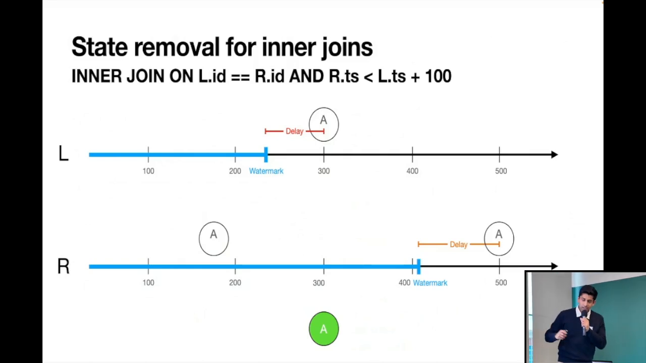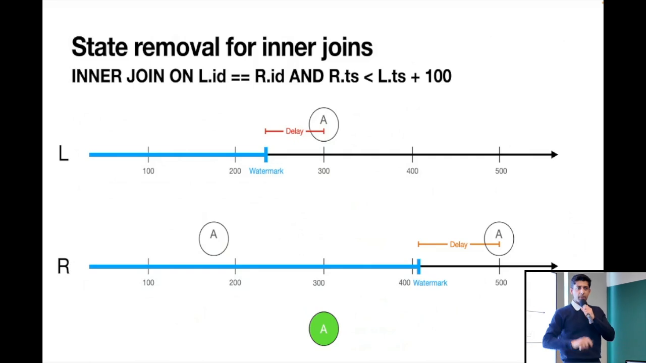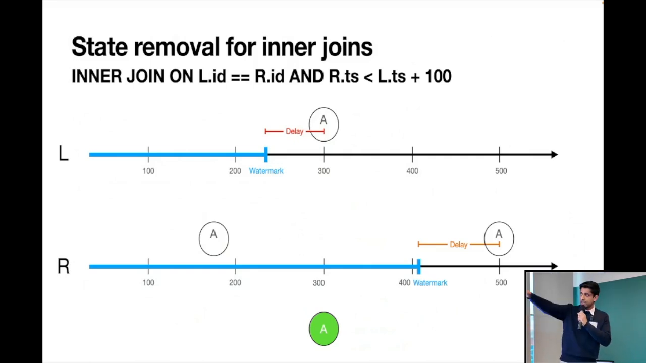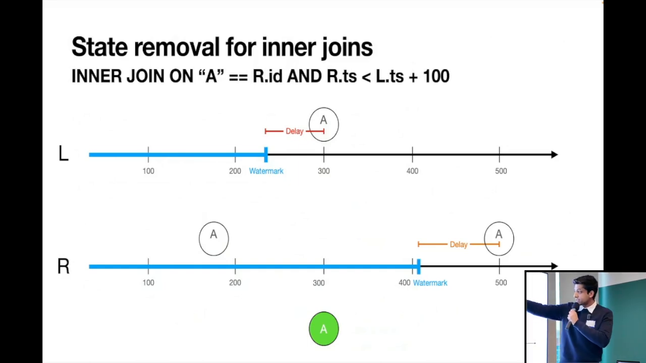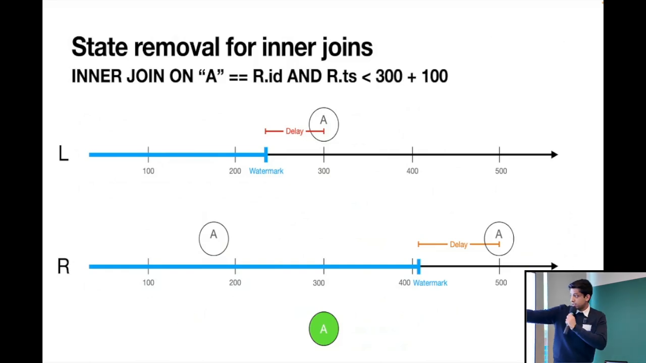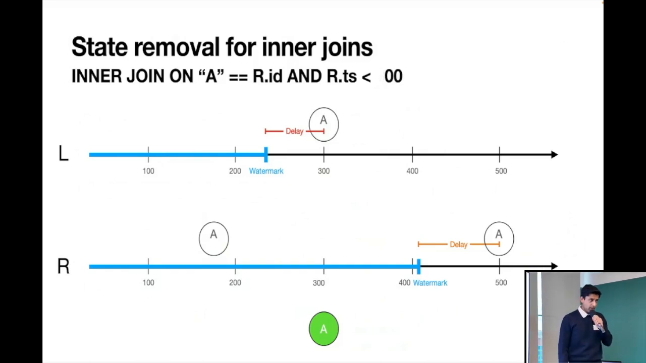And the way it does this, approximately speaking, is it will do effectively a find and replace on the join condition. So we're going to say, let's see if we can evict this top A. We're going to replace L.ID with A. We're going to replace left.timestamp with 300. Everybody saw that, right? This 300 went over there. And we're going to add these together. And we're going to see, will this evaluate to true at any point in the future?